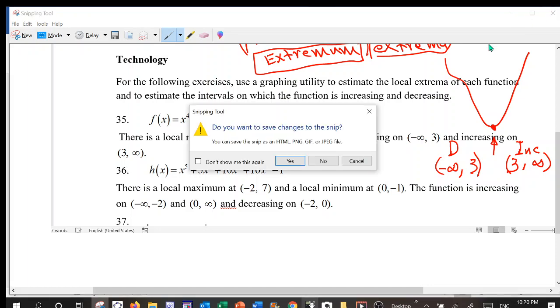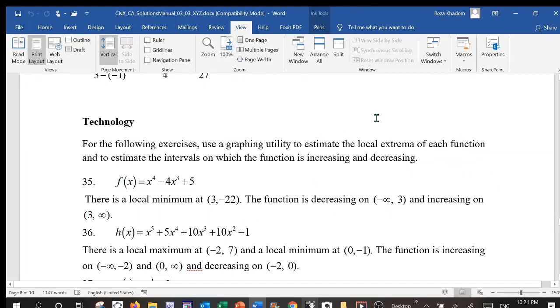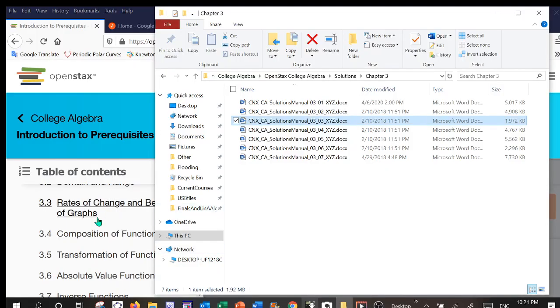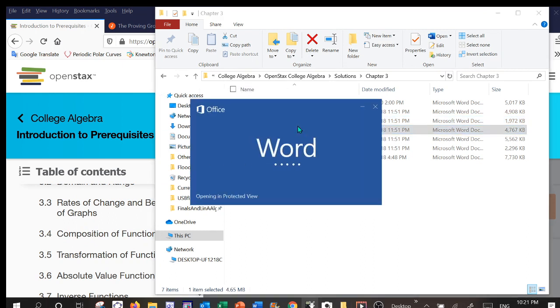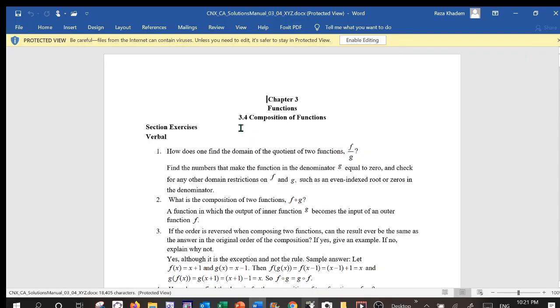3.3. Okay, so now let's look at the other section, which is 3.4, which is about composition of functions. Now, composition of functions means basically operations with functions, and one of the operations that we do with functions, that we don't do with numbers, is called the composition.